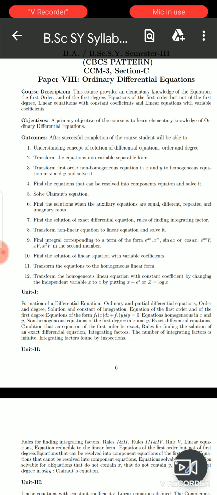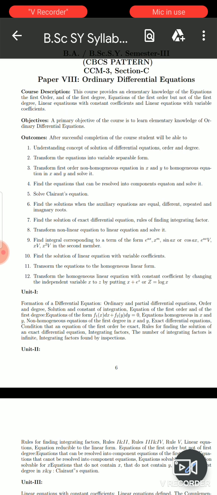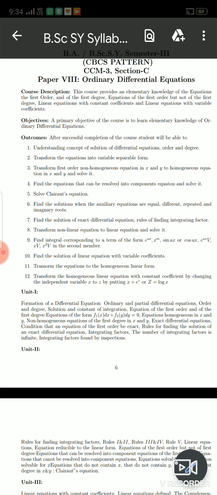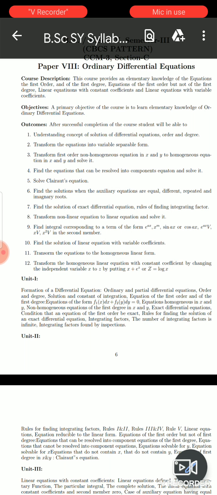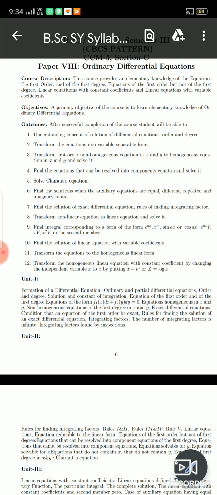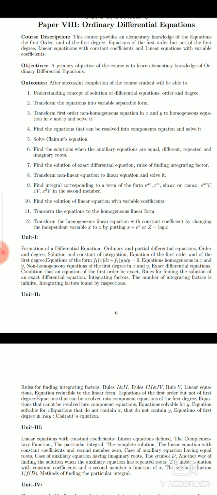Here are some outcomes of this paper. After successful completion of the course, the student will be able to: first, understand the concept of solution of a differential equation, order and degree. Second, transform the equation into variable separable form. Third, transform first order non-homogeneous equation in x and y to homogeneous equations in x and y and solve it.